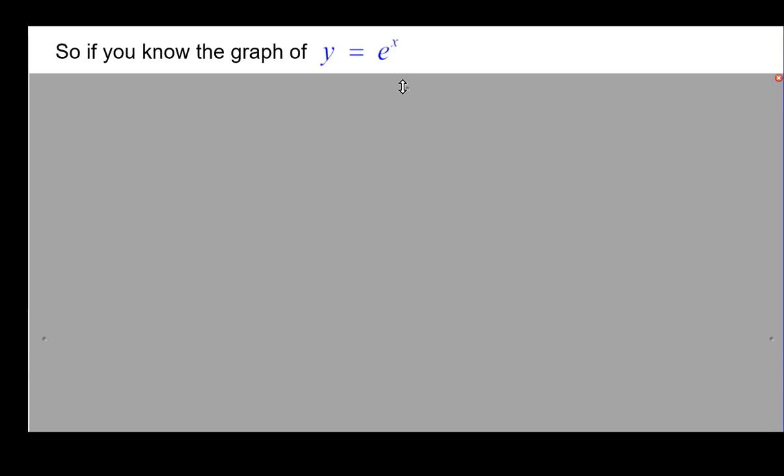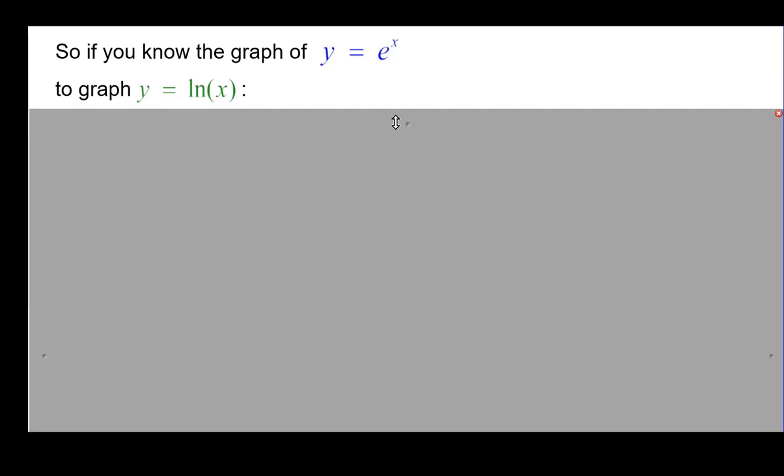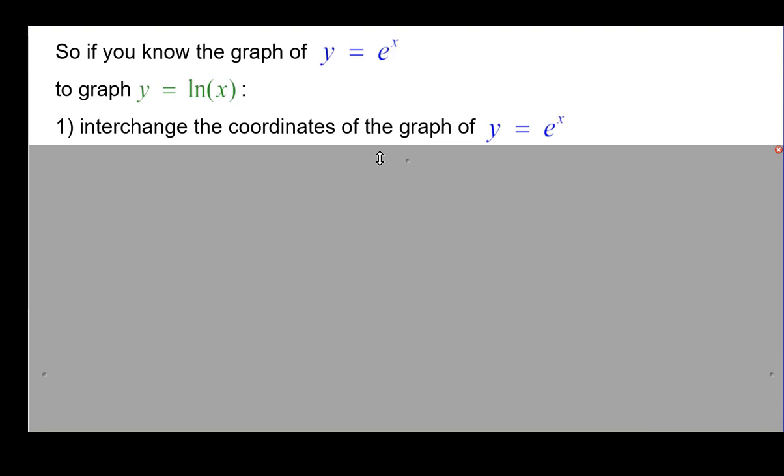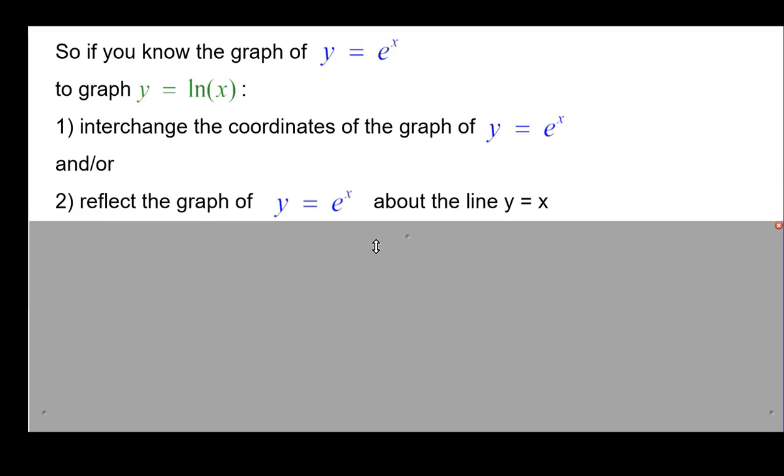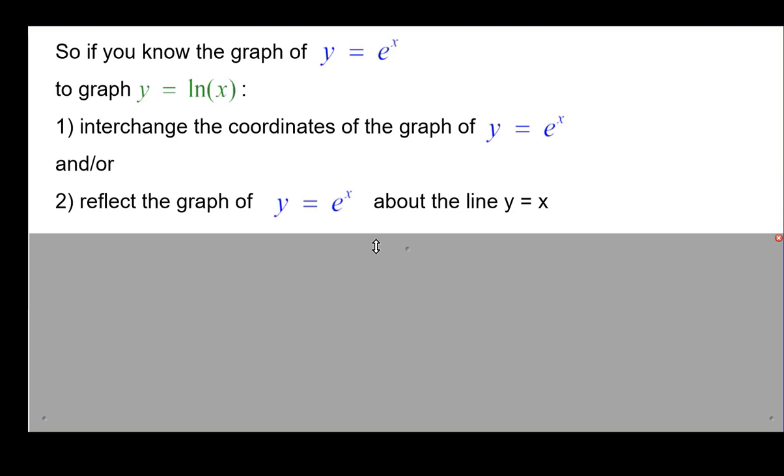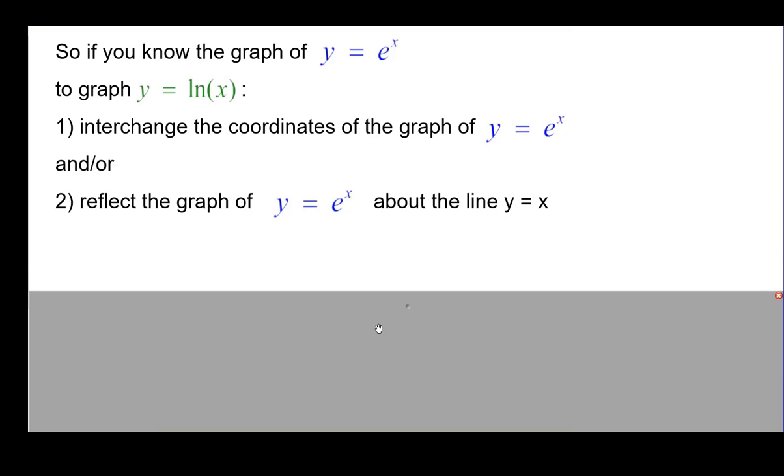So if you know the graph of y equals e to the x, to graph the natural log, you could either interchange the coordinates of the graph of the exponential function, or reflect the graph of y equals e to the x about the line y equals x. You have your choice there.